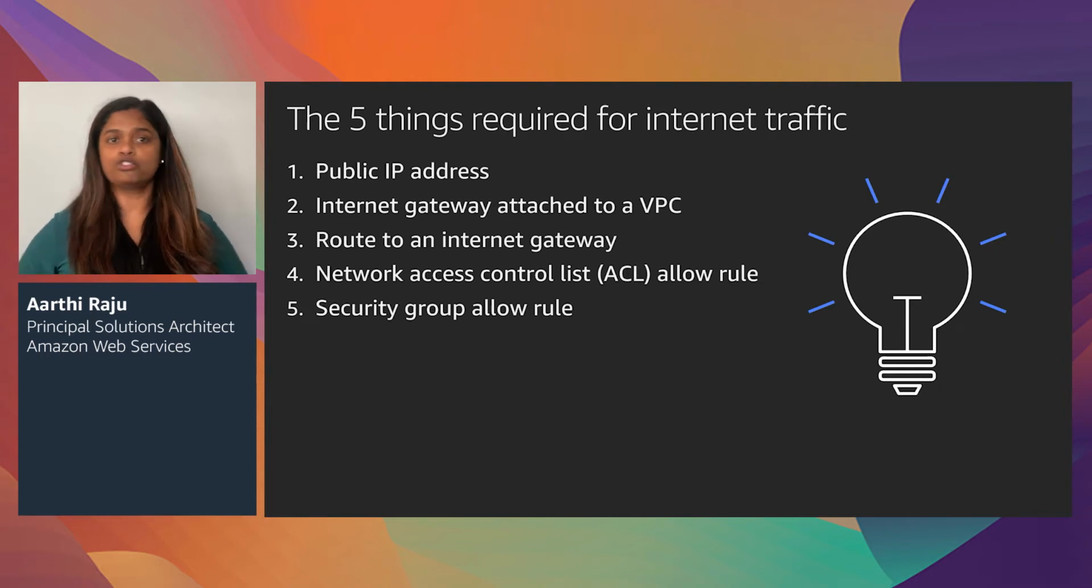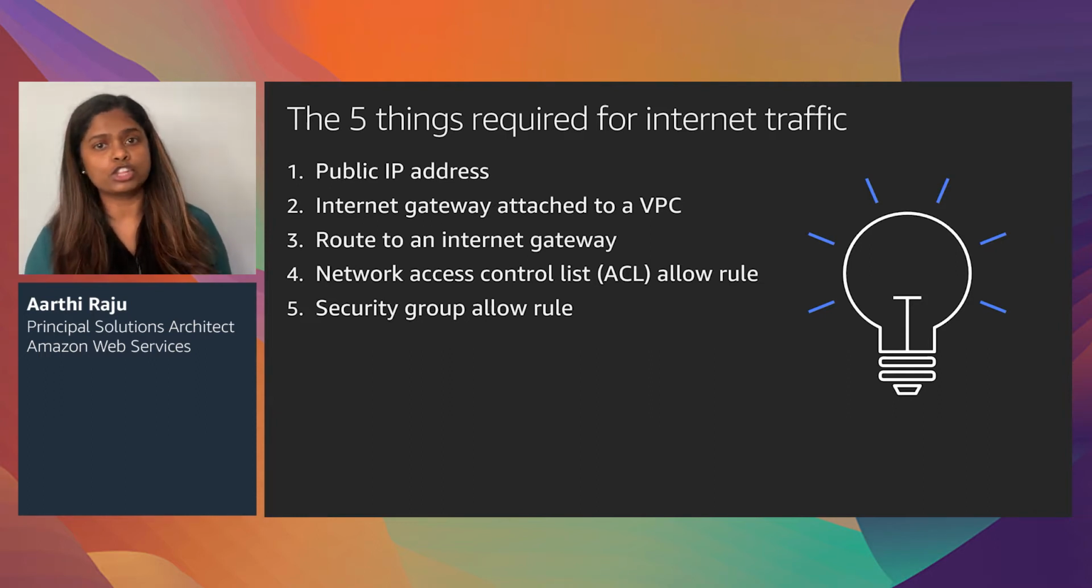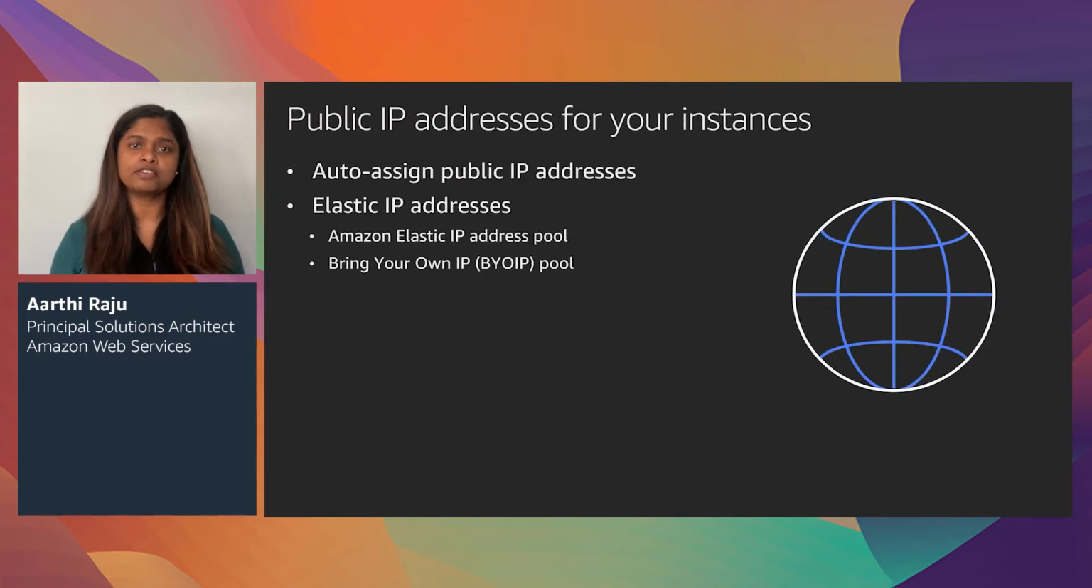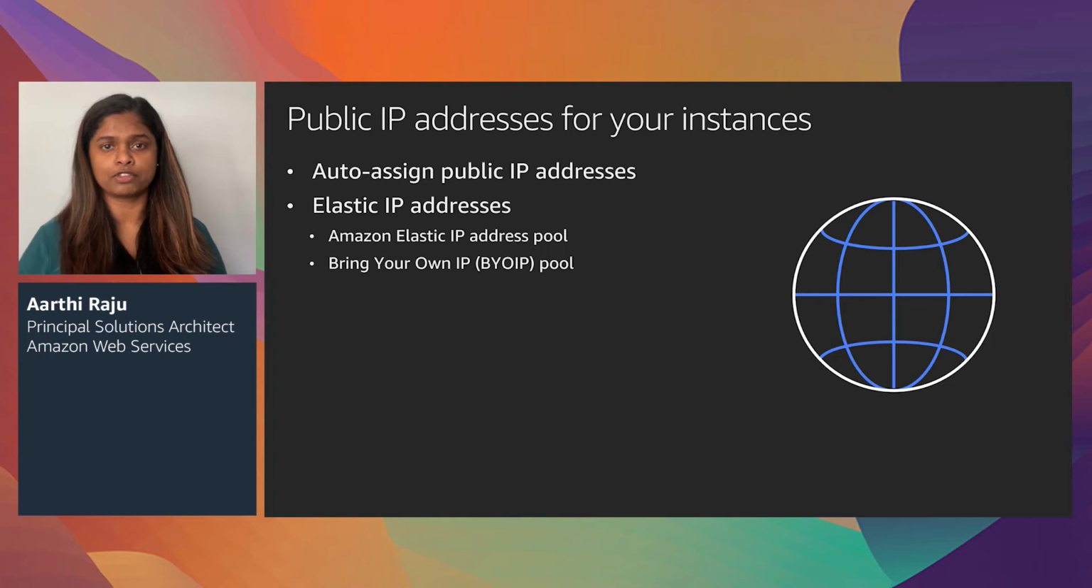The next step is you still don't have that external communication that we're talking about. There are 5 things that are required, and as you see on the slide here, these 5 things will enable your instances to get outbound internet connectivity. So let's talk about them. First thing, your instances require a public IP address.